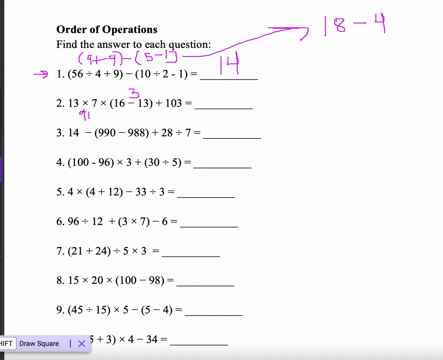So we can change this to 273 plus 103, and 273 plus 103 is 376.